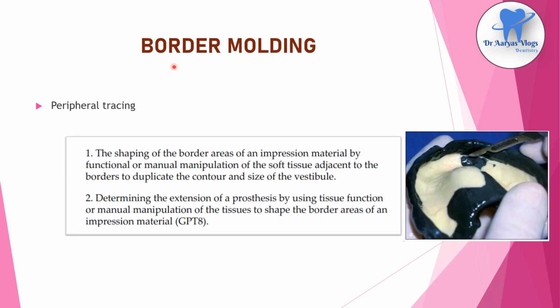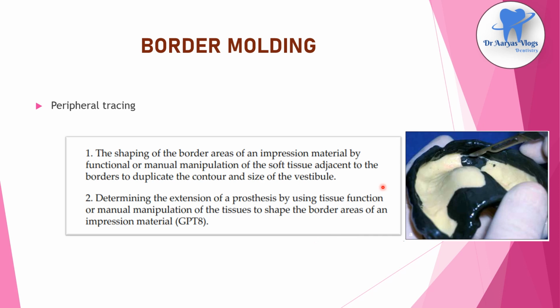So coming to the border molding, it's also termed as peripheral tracing. And what are its definitions? It has two definitions. First one is the shaping of the border areas of an impression material by functional or manual manipulation of the soft tissue adjacent to the borders to duplicate the contour and size of the vestibule. And the second definition is that it determines the extension of a prosthesis by using tissue function or manual manipulation of the tissues to shape the border areas of an impression material.